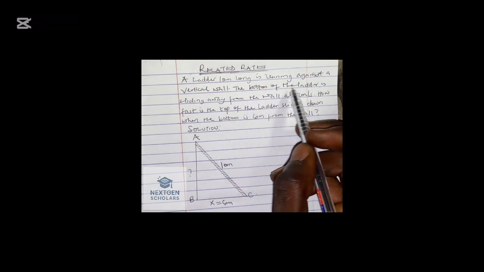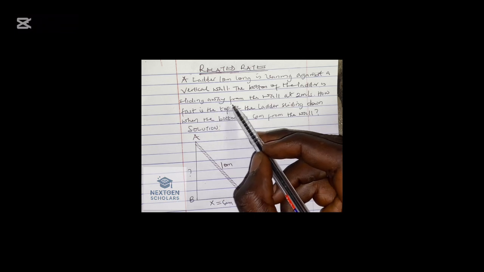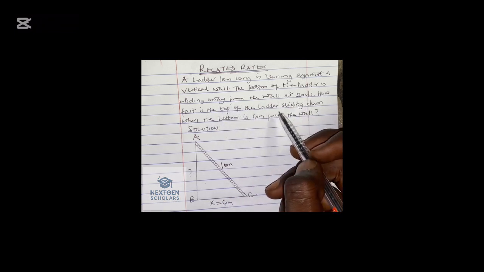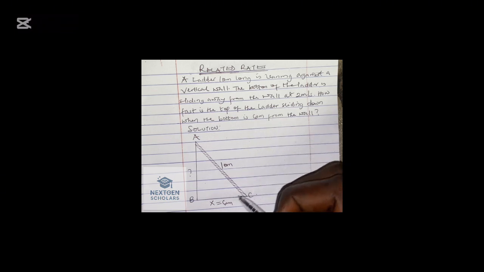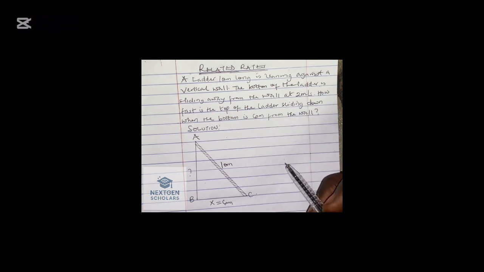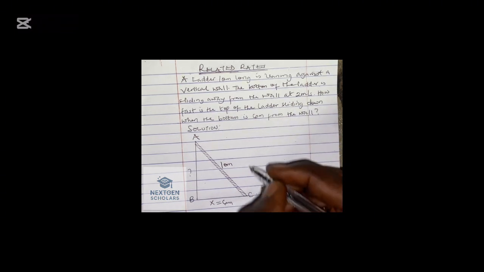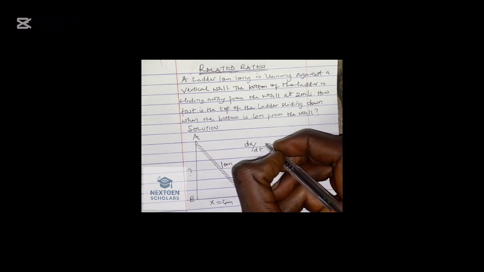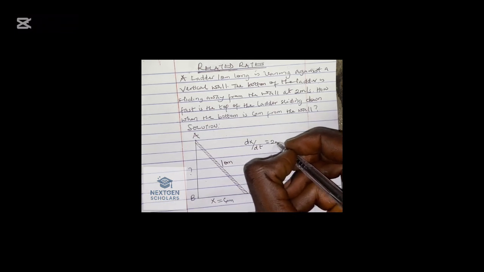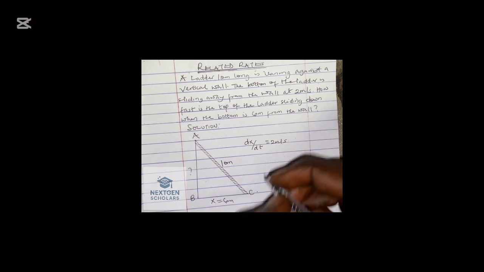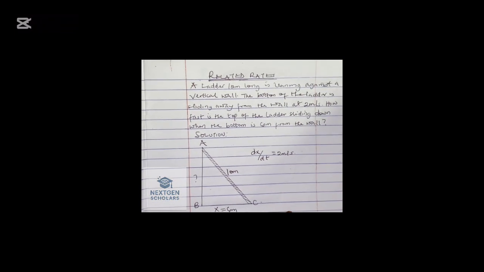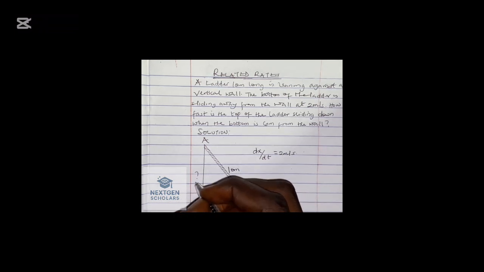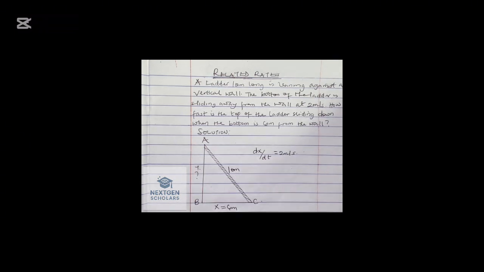The bottom of this ladder is sliding away from the wall at 2 meters every second. That is, every second this ladder slides away 2 meters. So dx/dt is equal to 2 meters per second. Now what do we need? We need to find y. This place should be y.